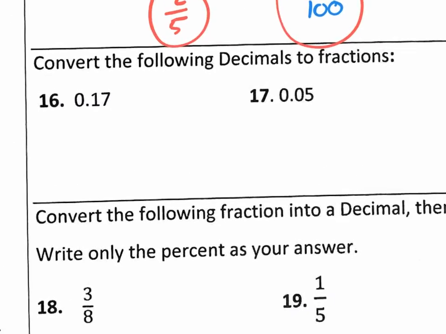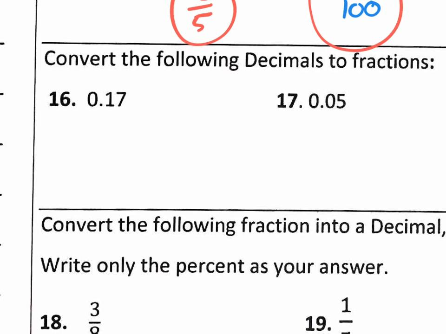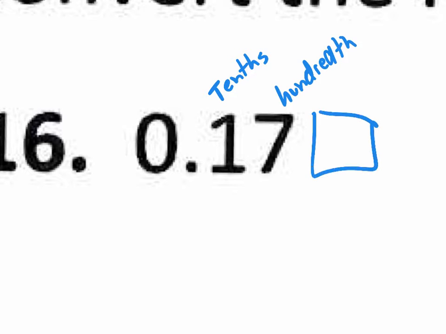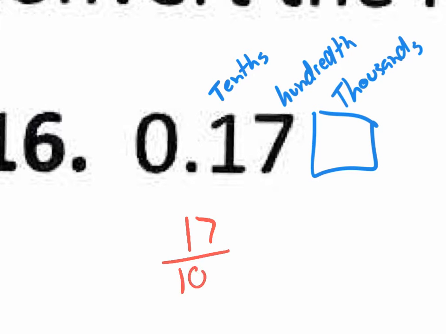Number 16, convert the following decimals to fractions. All right. How do we change a decimal to a fraction? We need to remember this, guys. The place value of the numbers. So the 1 is technically in the tenths place. The 7 is in the hundredths. If you had another number right here in that box, that would be the thousandths. So all you do is write the number that you got over the position of the last digit. So this as a fraction is going to be what? 17 over 100. Could we simplify that? No. So we're done.